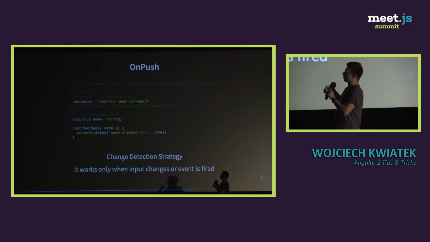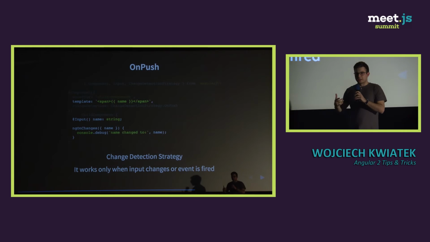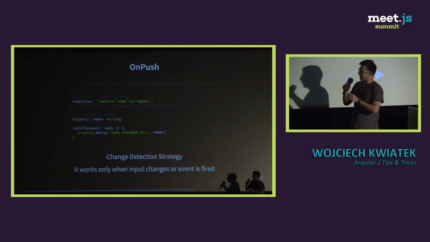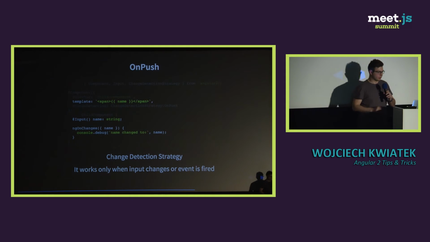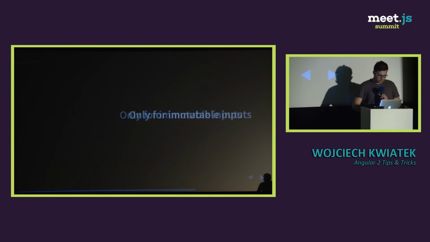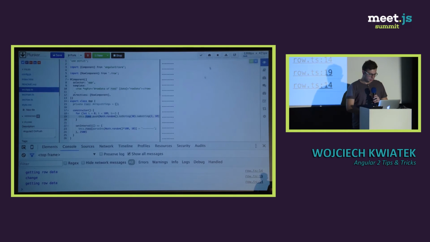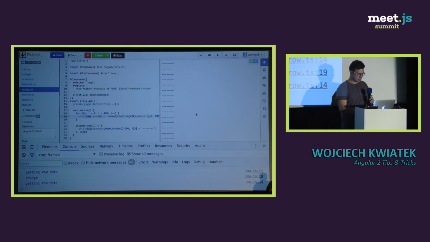So we have input which requires the new data to be a new reference. So in this case, it dramatically speeds up the change detection. Okay, that's only for immutable inputs. Okay, I will show you a quick example.